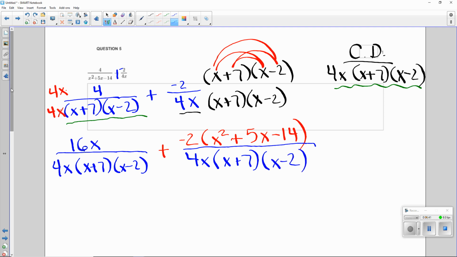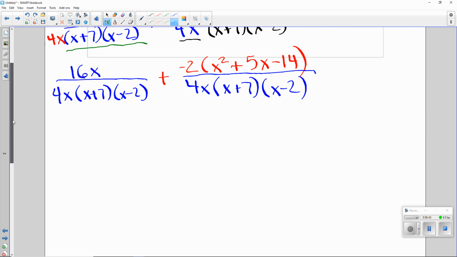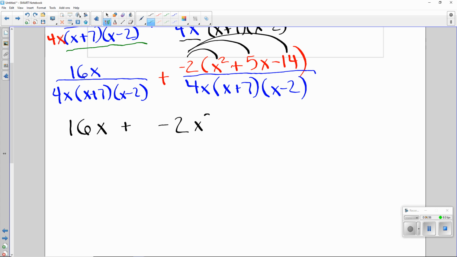So now we need to distribute the 2, the top right there. So that's going to give us 16x over here on the far left. On the top right, we're going to get negative 2x squared minus 10x plus 28. Write that a little better.